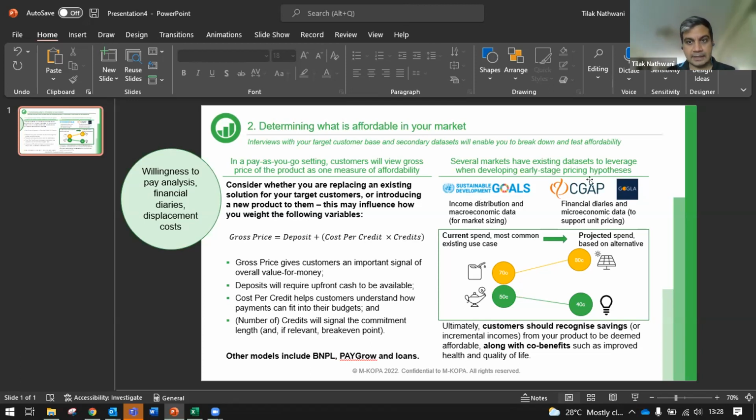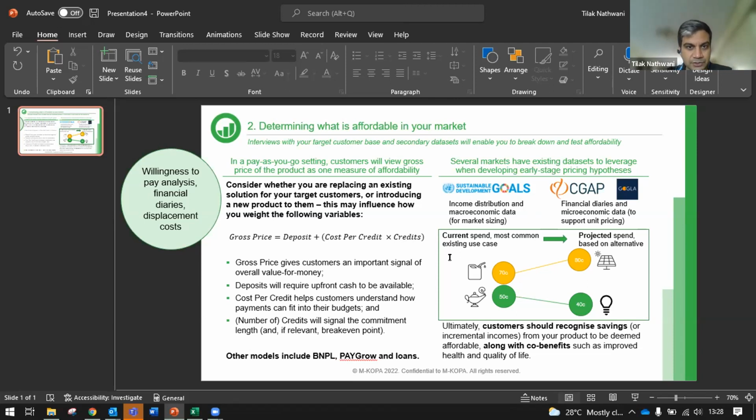And of course, drilling down into more detail, you have financial diaries and microeconomic data from the likes of CGAP and GOBLA. They really look at individual household budgets. They keep financial diaries with survey participants, so you can really see on a day-to-day basis what customers are spending and what they are spending it on. And this data is all accessible and quite fascinating to review, depending on the markets that you're looking at.